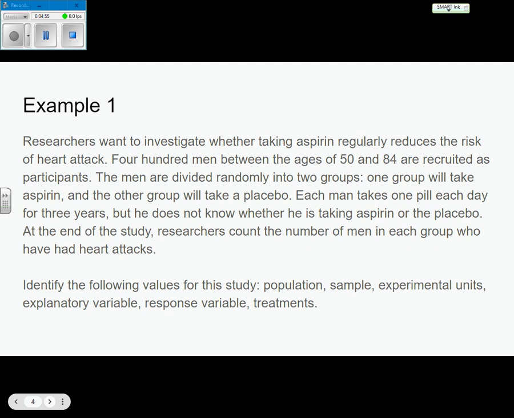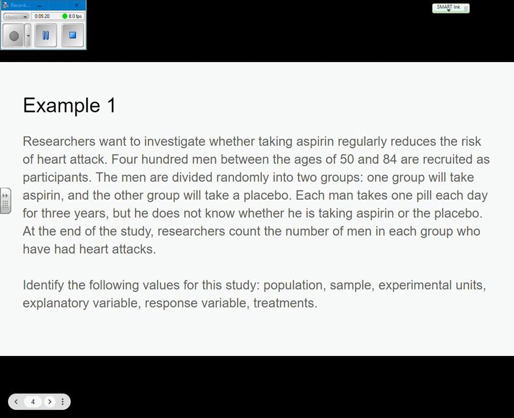All right, researchers want to investigate whether taking aspirin regularly reduces the risk of heart attack. So 400 men between the ages of 50 and 84 are recruited as participants. The men are divided randomly into two groups. One group will take aspirin, and the other group will just take a placebo. You guys know what a placebo is? Just like a sugar pill. That gives me a control group.